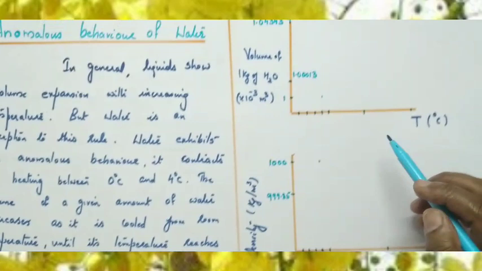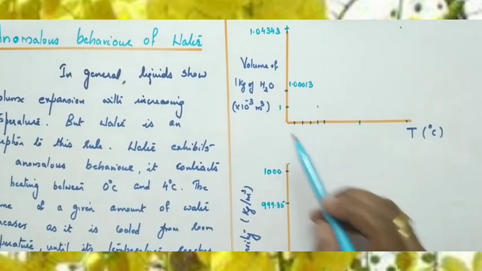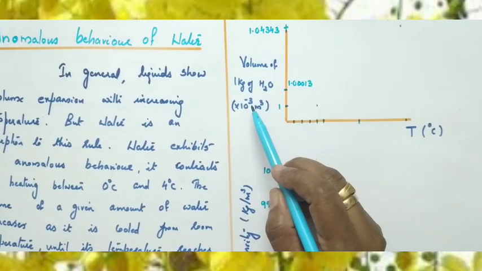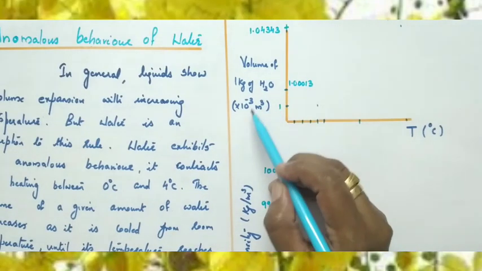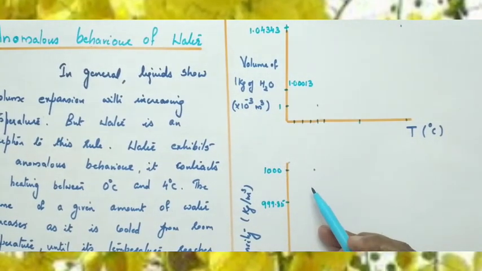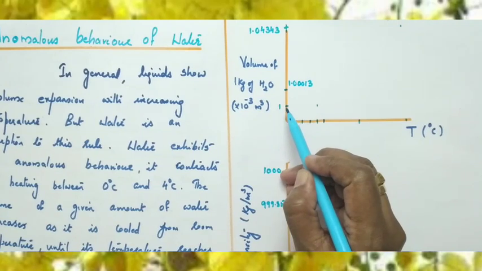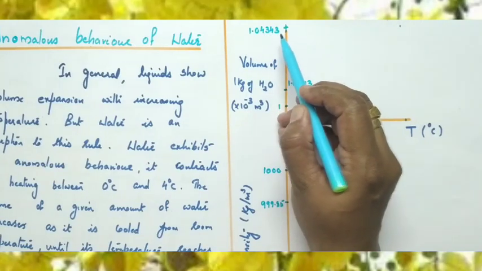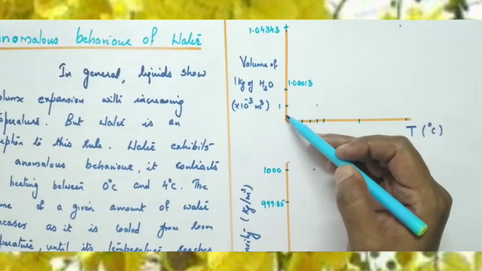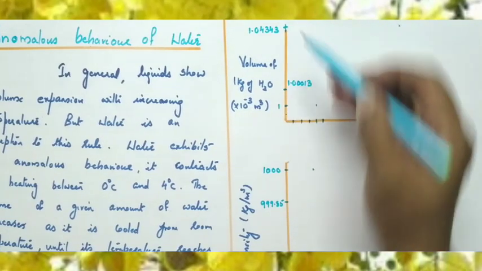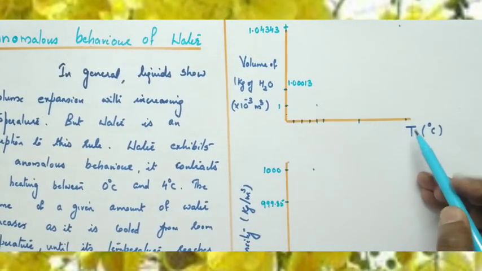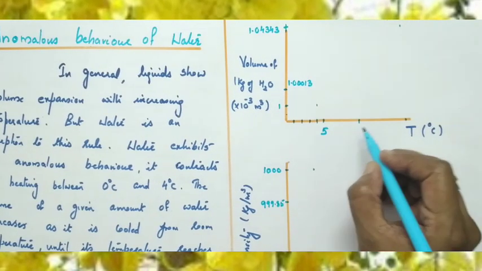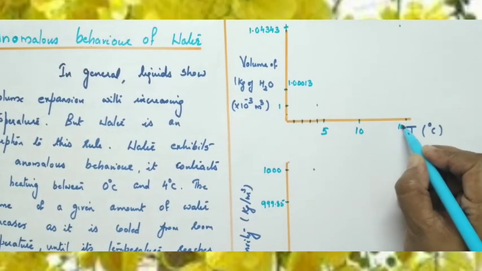If you see the graph, a graph is plotted with temperature along the x-axis and volume of 1 kilogram of water along the y-axis. The values should be multiplied by 10 raised to minus 3 meter cube. Let this value be 1, here it is 1.00013, here the value is 1.04343, etc. Here 1, 2, 3, this is 4 degrees Celsius, and here this represents 5 degrees Celsius. Here 10 degrees Celsius, 100 degrees Celsius, etc.